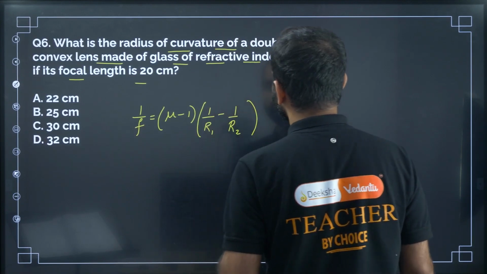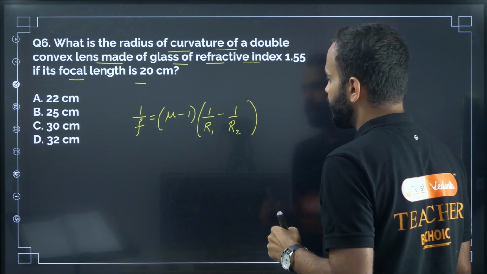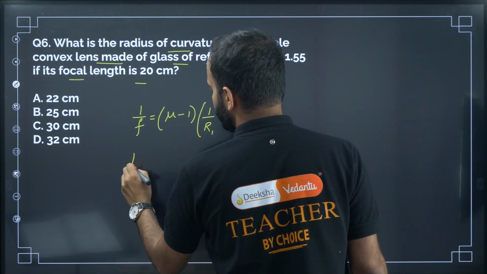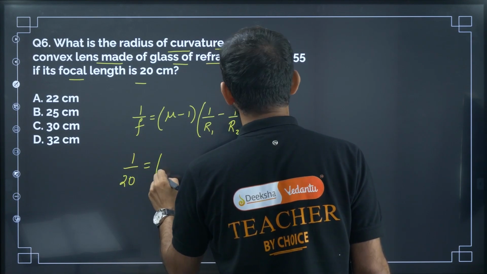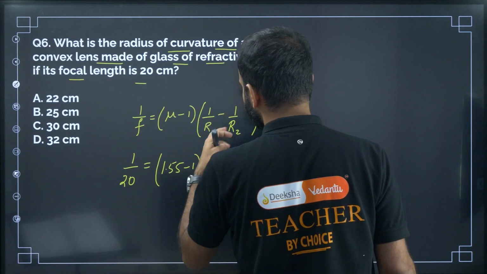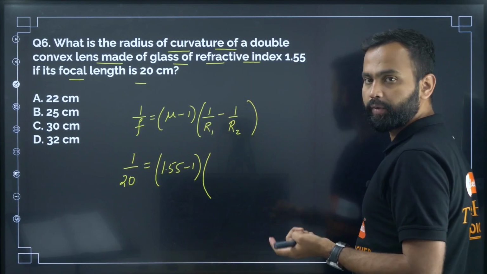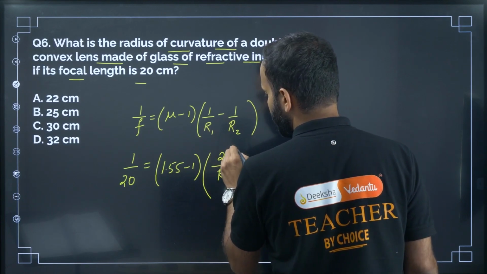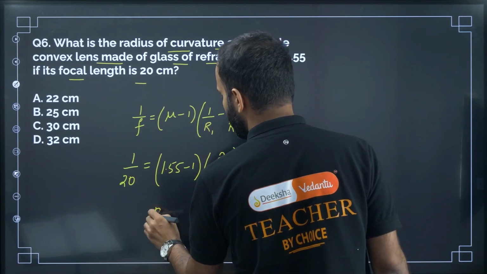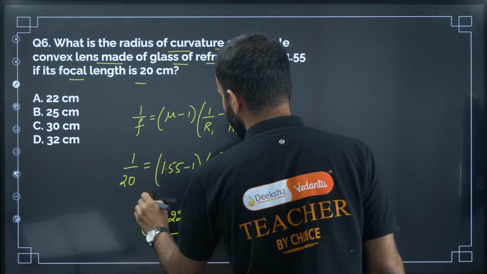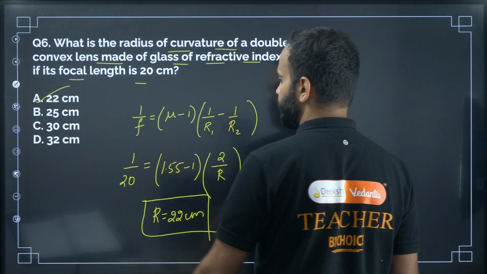So now mu is 1.55, focal length is 20 cm. So 1 divided by 20 equal to 1.55 minus 1 into, r1 is equal to r, r2 is equal to minus r, so this will be 2 divided by r. Now solve this, you will get r equal to 22 centimeter. So the correct option is A.